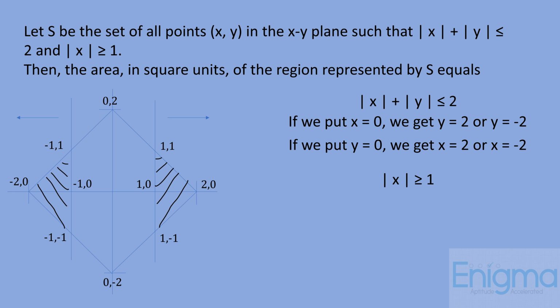Now the distance between (1, 1) and (1, -1) is 2 units. We can take that as the base of the triangle. And the distance between (1, 0) and (2, 0) can be taken as the height, which is 1. So now we know the area of a triangle is half base into height. So base is 2 and height is 1. So we get the area of one triangle as 1 square unit, and hence the area of the required region becomes 2 square units.